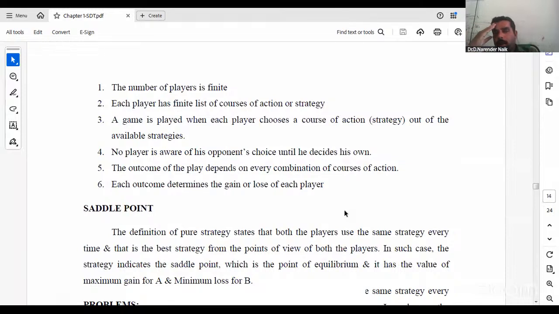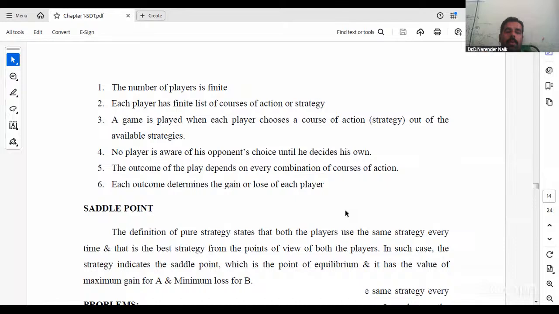The number of players is finite. Finite means limited members will be there in a game. Each player has a finite list of courses of action or strategy. Each and every individual player has his own strategy, and that strategy will play a vital role in winning the game. A game is played when each player chooses a course of action, that is a strategy, out of the available strategies. No player is aware of his opponent's choice until he decides his own. So he should not read the opponent player, and should not estimate the opponent's behavior until he decides his own behavior, his own attitude.